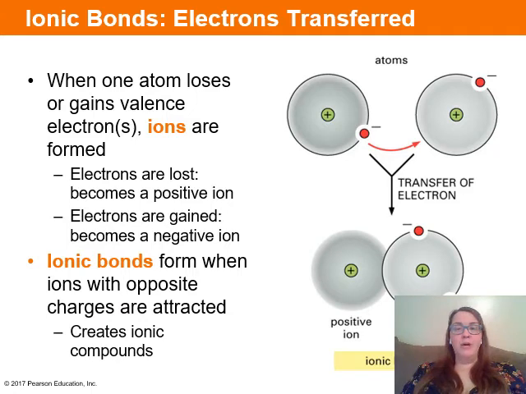So for example, if we are losing this negative electron, that means that this atom overall is becoming more positive. It's getting rid of that extra negativity and becoming more positive. But we're also seeing that one of our atoms is going to be gaining an electron. So if it's gaining an electron, it's becoming more negative. So it's a negative ion.